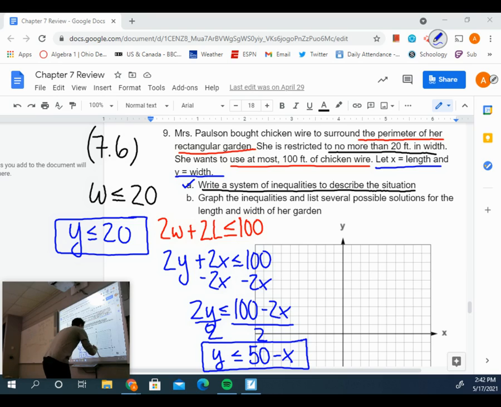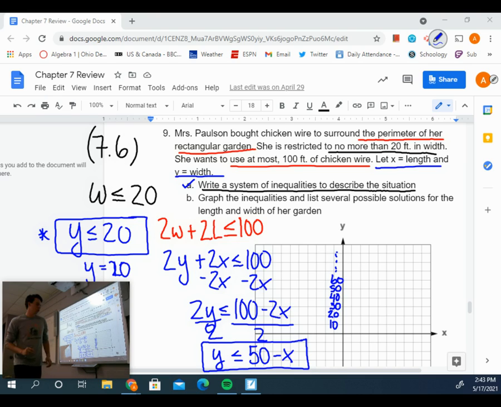Based on the values I'm seeing in my inequalities, I think a good scale would be to go up by tens. And if we graph this first one, I'll do it in blue. Really what we're graphing here is the boundary to start, and that would be Y equals 20 as our boundary. Well, when we have Y and just a number, we learned in chapter 6 that produces a horizontal line.